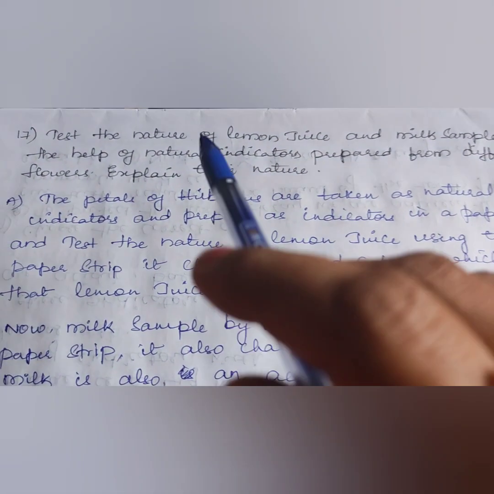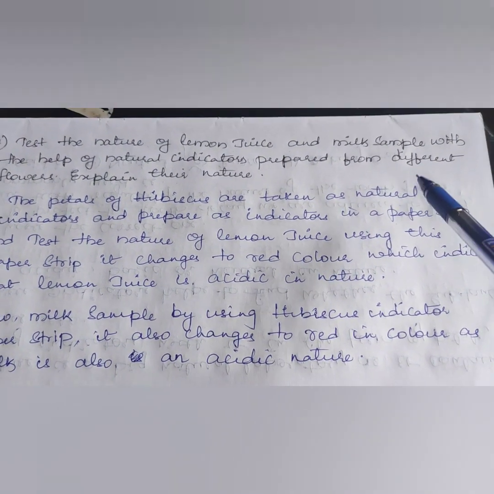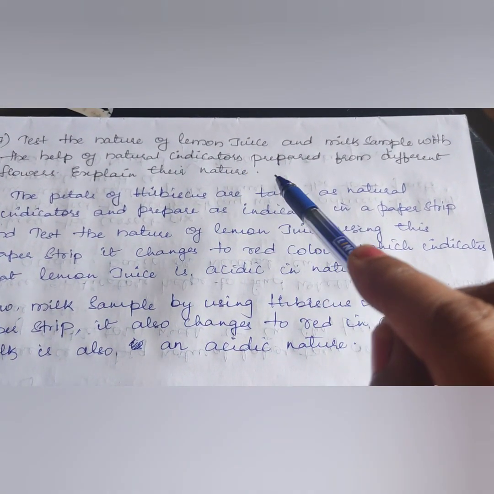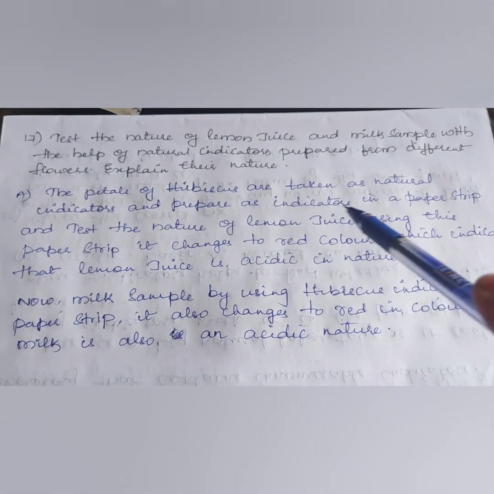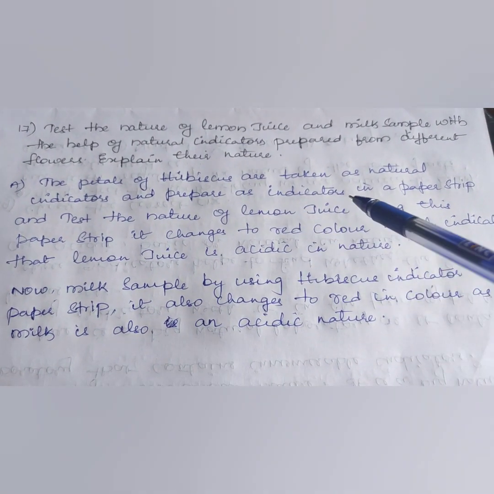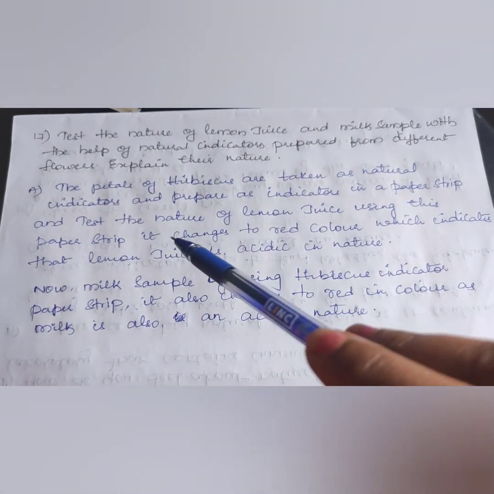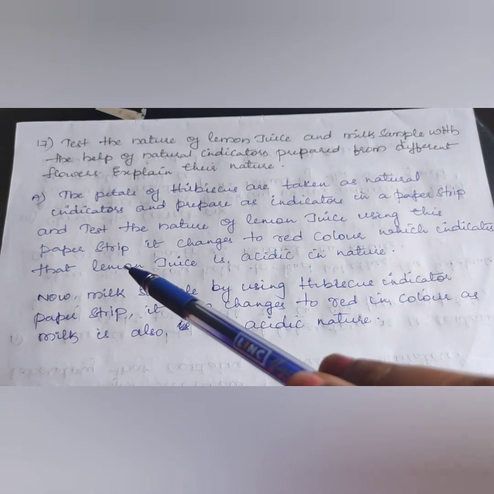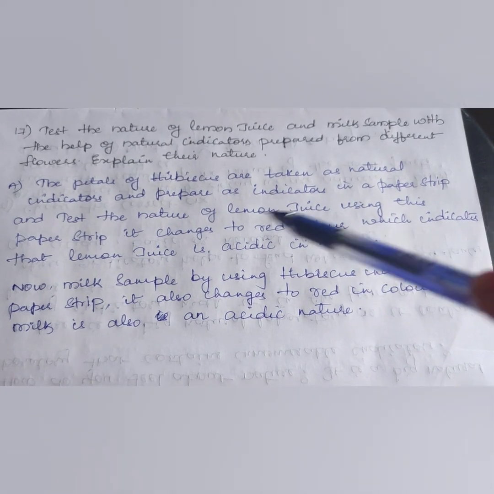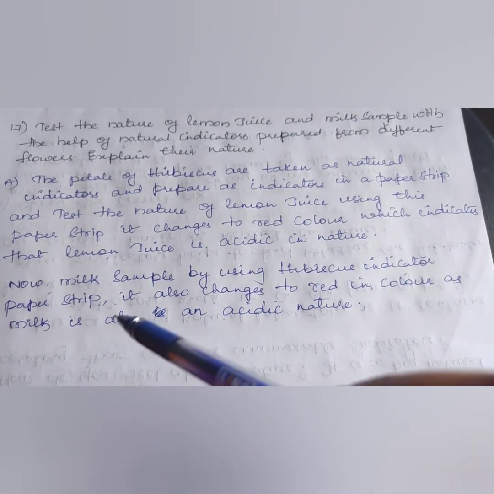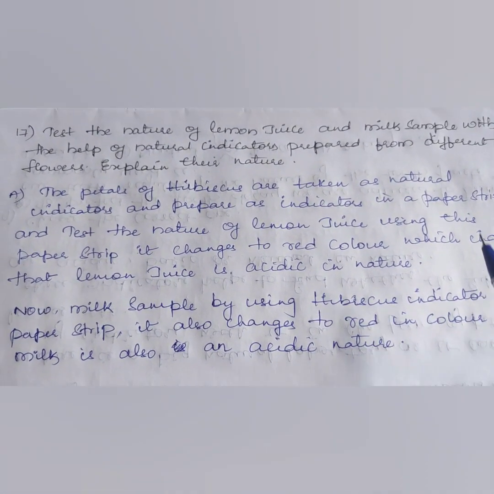15th, 16th are the activity based questions. Next we'll see 17th one. Test the nature of lemon juice and milk sample with the help of natural indicators prepared from different flowers. Explain their nature. The petals of hibiscus are taken as natural indicators and prepared as indicators in a paper strip. And test the nature of lemon juice using this paper strip. It changes to red color, which indicates that lemon juice is acidic in nature. Now milk sample, by using hibiscus indicator paper strip, it also changes to red in color as milk is also acidic in nature due to the presence of lactic acid.